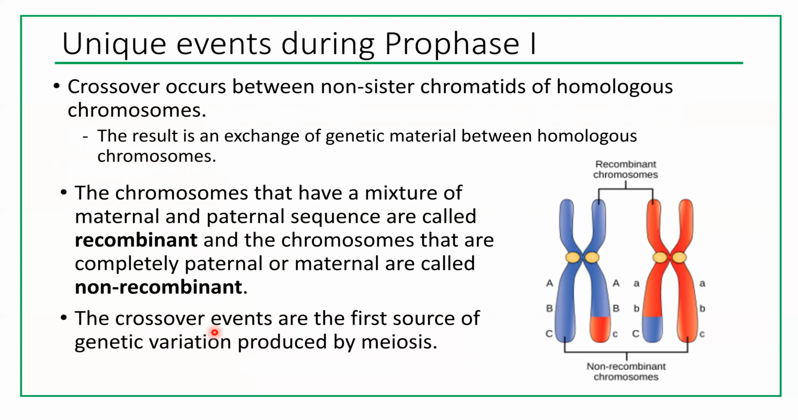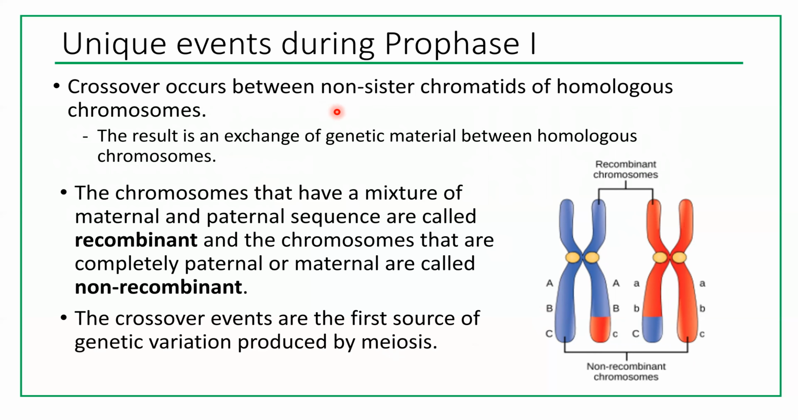The crossover events are the first source of genetic variation produced by meiosis. Through meiosis, eggs and sperm are produced, and each egg and sperm is really very unique. That's why your brothers and sisters never look exactly like you. We are all different. We are so different that out of billions of people, if you know somebody, you can always recognize this person. And why do we have this genetic variation? Because of many processes. One of them is crossing over.